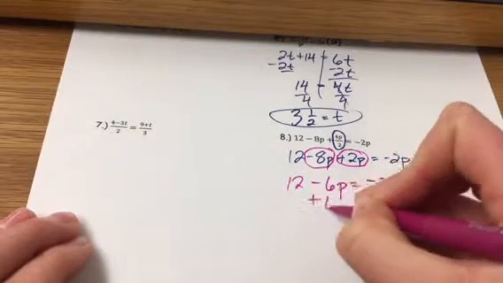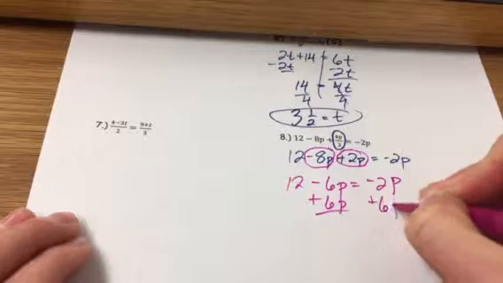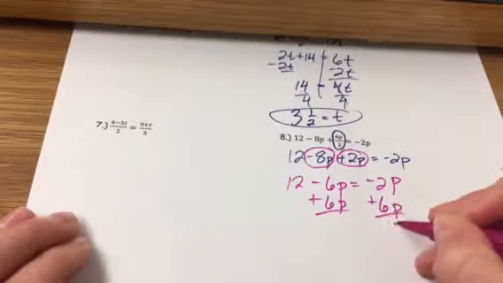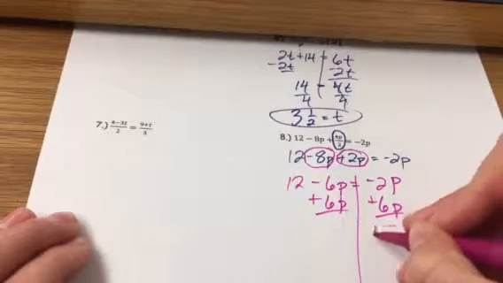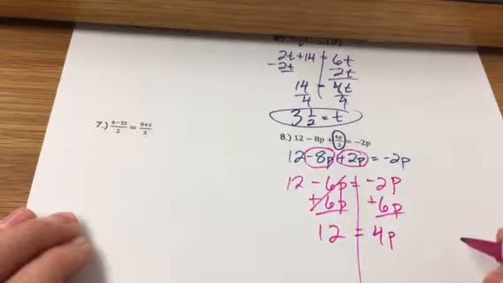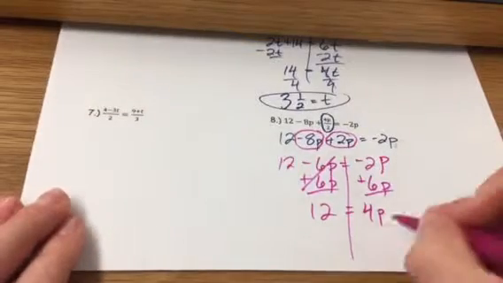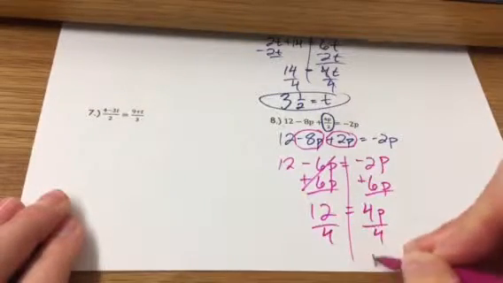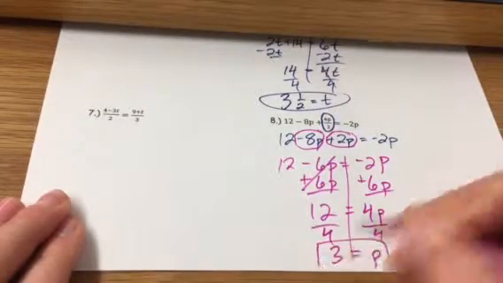I'm going to add 6p's to both sides. Negative 2 and positive 6. That gives us positive 4 is equal to 12. 4p's are equal to 12. We divide both sides by 4, and we get that p equals 3.